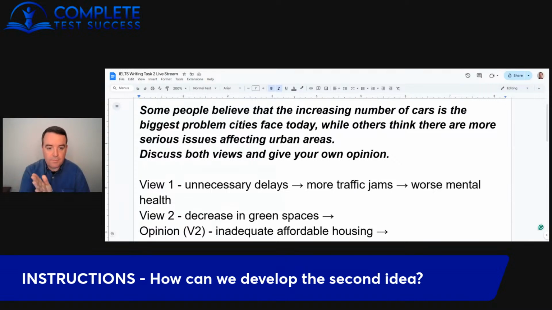So if we go off topic and just say, like, decreasing green spaces is not good for people and we need it for this and we need it for that. Well, yeah, fair enough. But how is that related to the decrease in green spaces being worse or a bigger problem than the increasing number of cars? So make sure that we keep it in the context of the question.